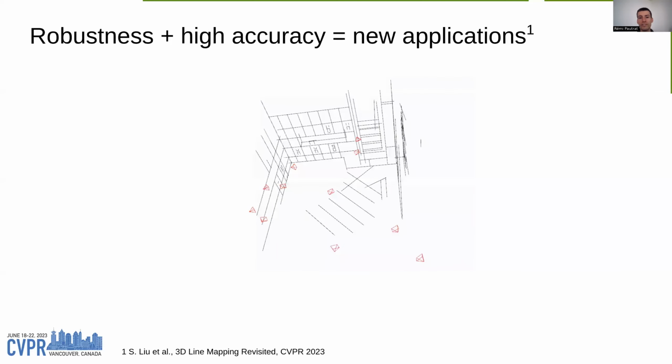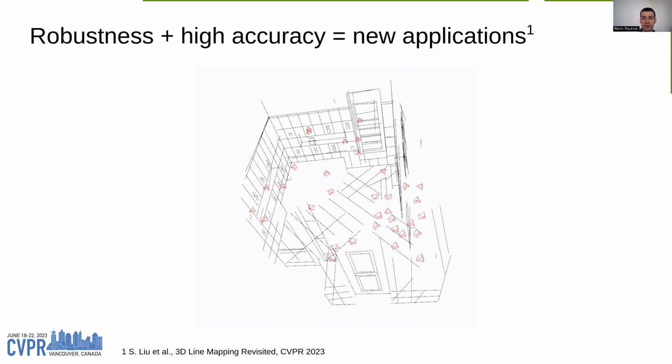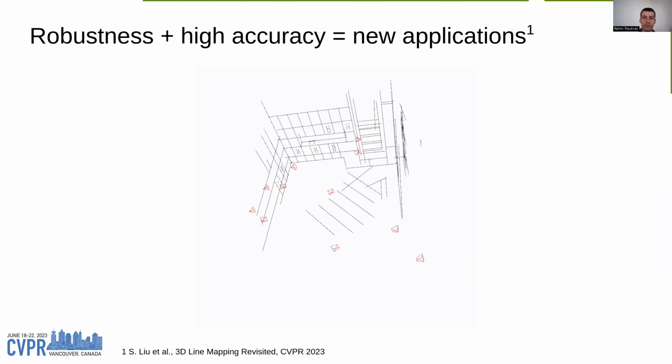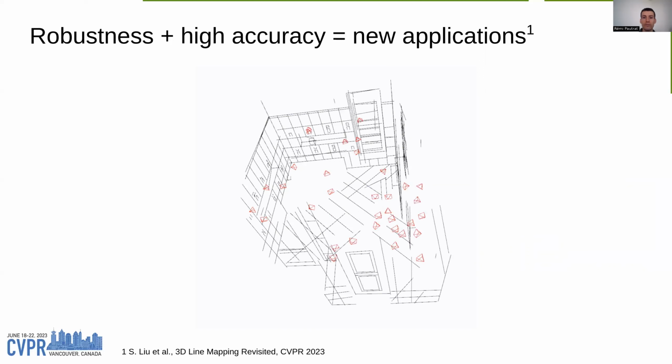DeepLSD, thanks to its accuracy and robustness, can unlock novel applications, such as here, 3D line reconstruction. This reconstruction has been obtained with our other submission to CVPR, 3D line mapping revisited. And with just a few images, we are able to reconstruct with accuracy and completeness a full scene layout with all the line segments in it.